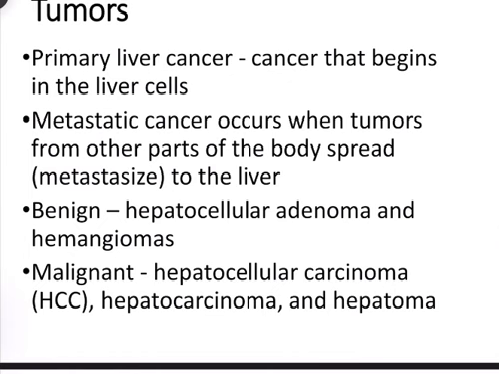Hepatocellular adenoma and hemangiomas can be considered benign, while your malignant ones are hepatocellular carcinoma or HCC, hepatocarcinoma, and hepatoma. So when you say adenoma, this is benign. When you say carcinoma, this is a malignant type.